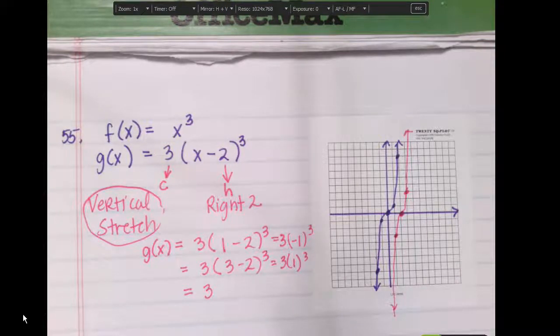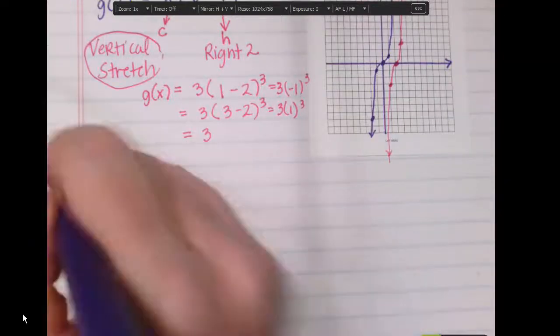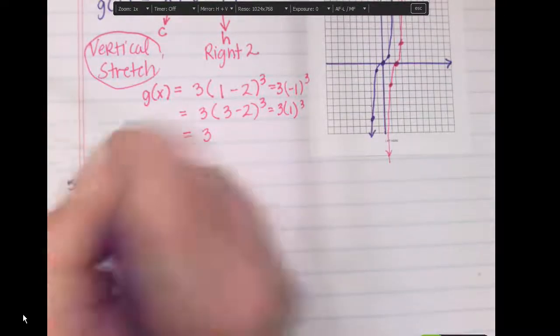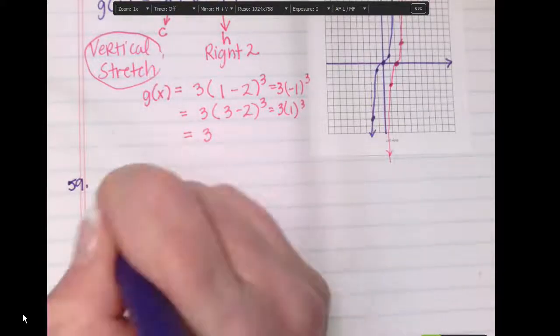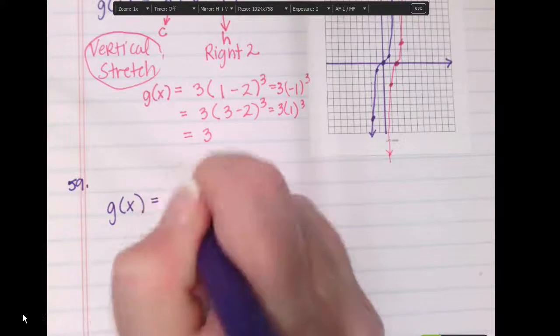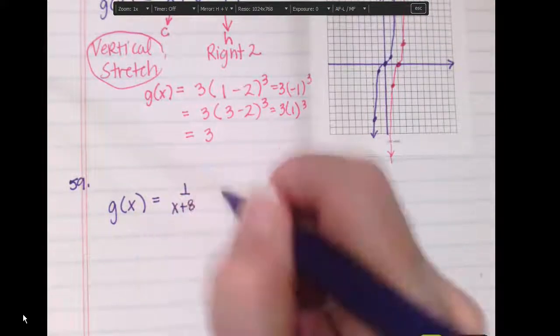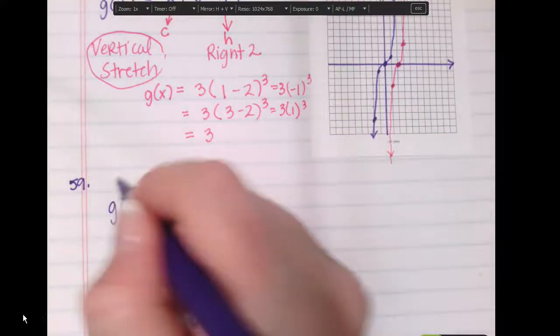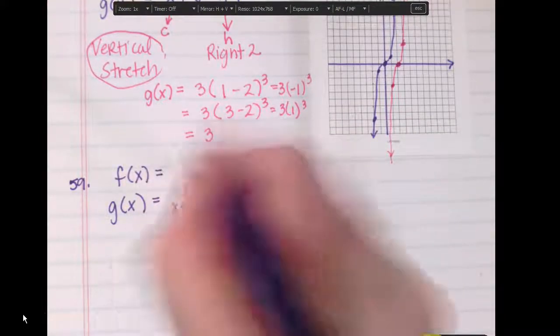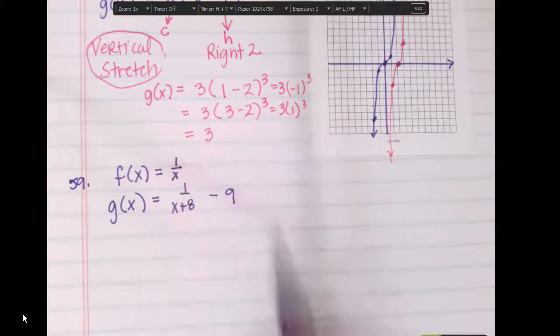Okay, so next, what's next? 59. So let's see what 59 is. Same sort of problem where we have to look at the original parent and then tell what it's going to do. So number 59, this is our first rational function. So g of x, how do I know it's a rational function? 1 over x plus 8 minus 9. So our original parent function is going to be the rational function of 1 over x.